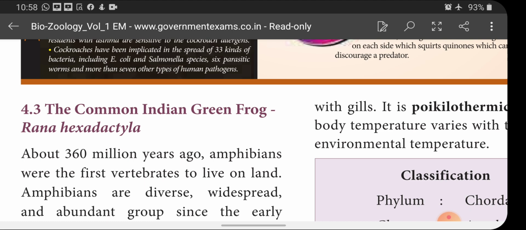And today's homework: circulatory system and male reproductive system of cockroach. These 2 questions you will get as homework, children. Complete and send it to me.